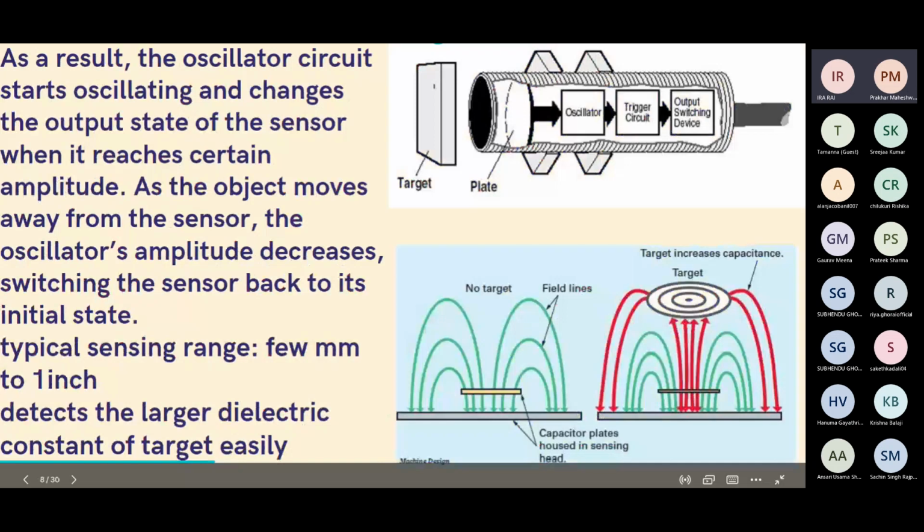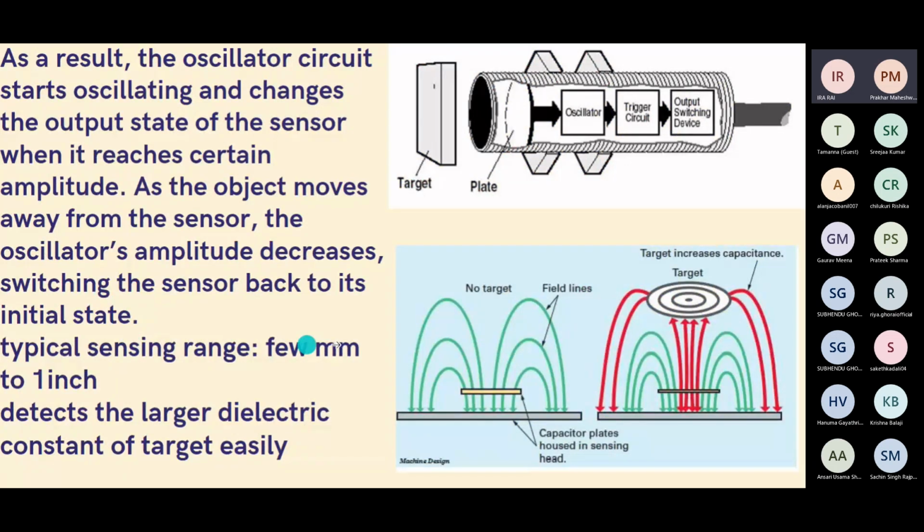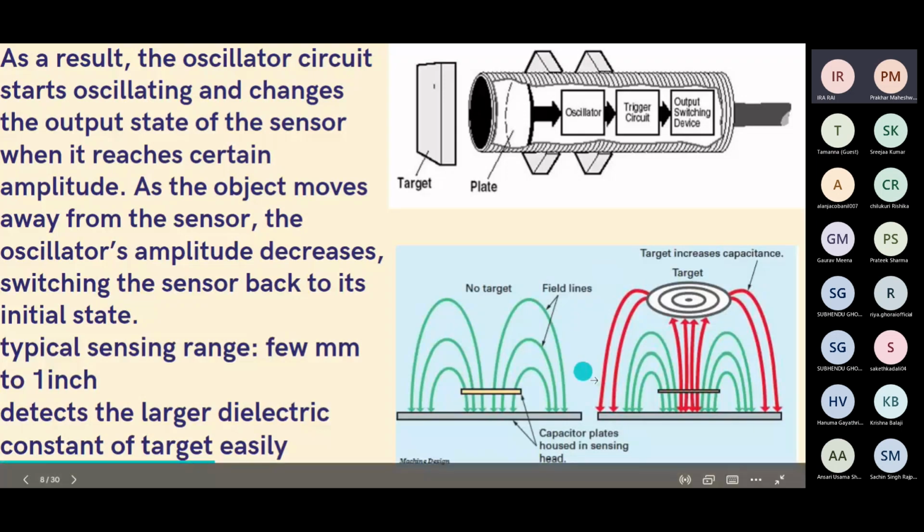The typical sensing range of this kind of capacitive sensor is a few millimeters to 1 inch. Also, in modern capacitive sensors, the range can be extended up to 2 inches. As I said, if the target has a larger dielectric constant, it can be detected quite easily. Also, this is a schematic representation.